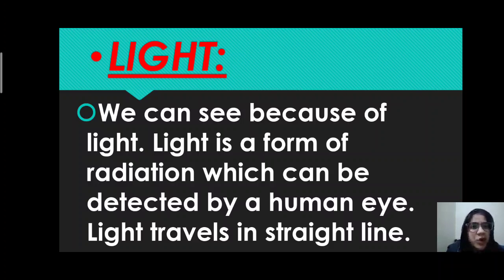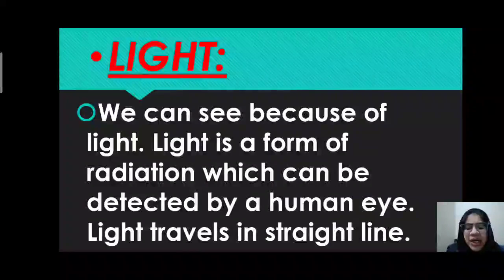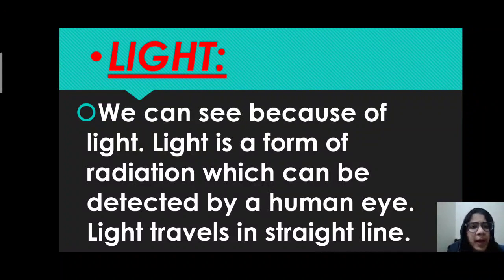What is light, or why is light useful for us? What is the use of light? What are the advantages? As you all know, we cannot read a book or write anything. In fact, we cannot do anything in a dark room or in the absence of light. The presence of light is very important because we can see because of light.